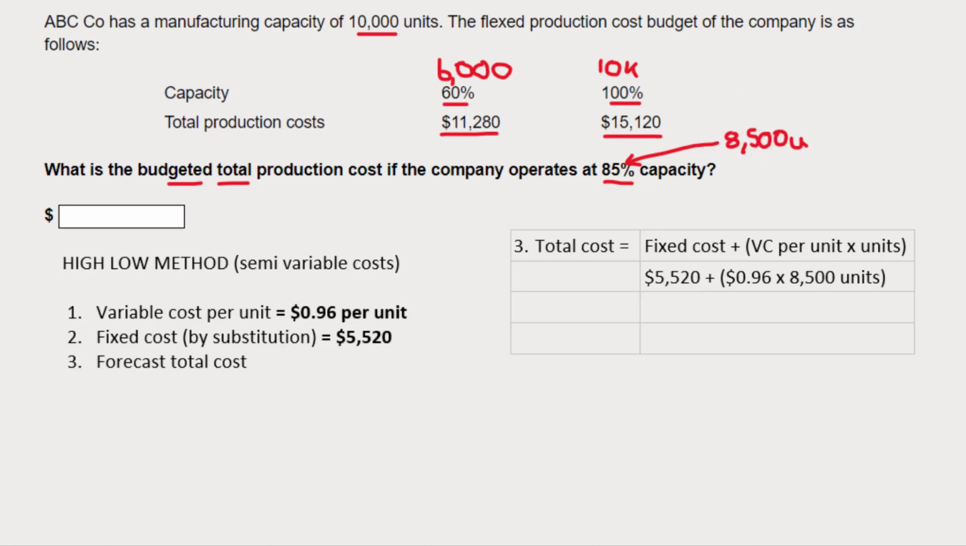So I can now multiply those numbers out to get me to a total variable cost of 8,160. When I add that to my fixed cost, I get to a total cost of 13,680.